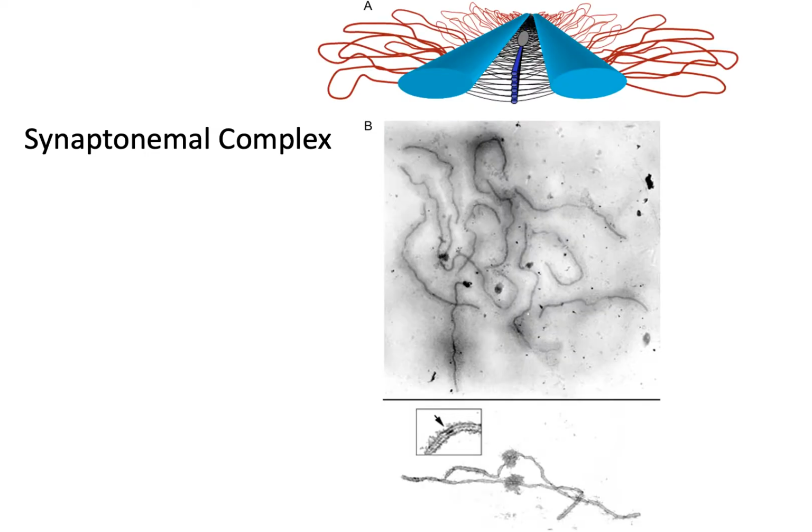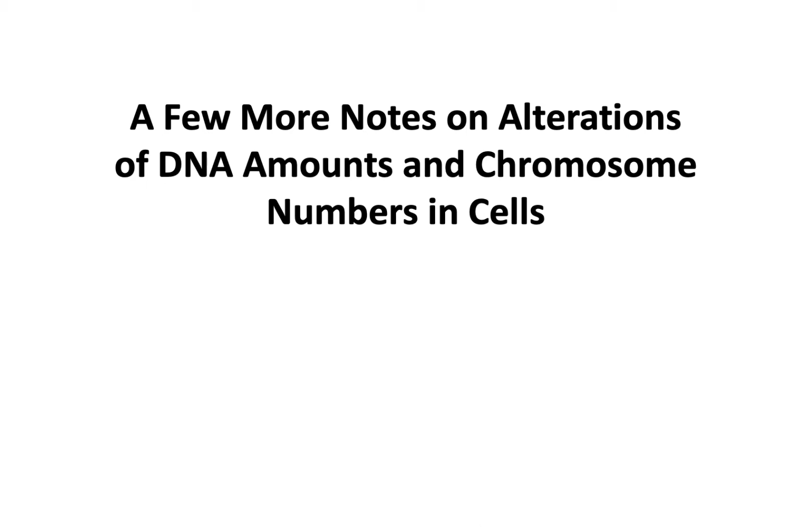So here's an electron micrograph showing how those chromosomes come together. And you can see down here, the synaptonemal complex has zipped together these two chromatids, and then there's a recombination nodule sitting on top of that that's then joining the two chromatids together in a crossover event. So in the next few slides, I want to show just mitosis, meiosis, and then some other alterations of DNA amounts and chromosome numbers in eukaryotic cells.